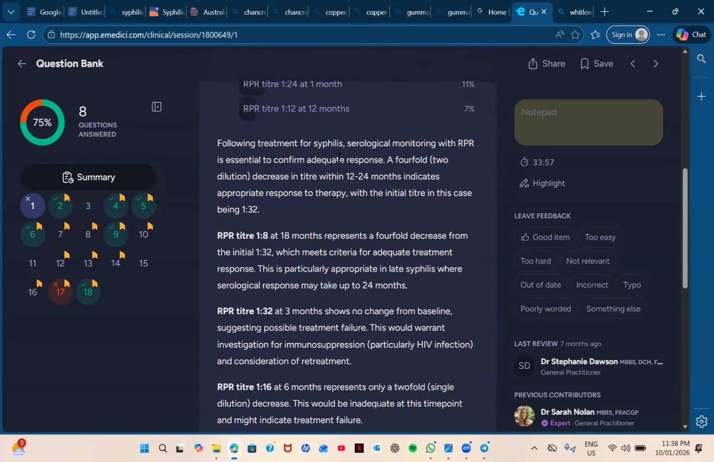Okay, let's explain why. Following treatment of syphilis, serological monitoring with RPR is essential to confirm an adequate response. We know that. A fourfold decrease in titer within 12 to 24 months indicates an appropriate response to the treatment.